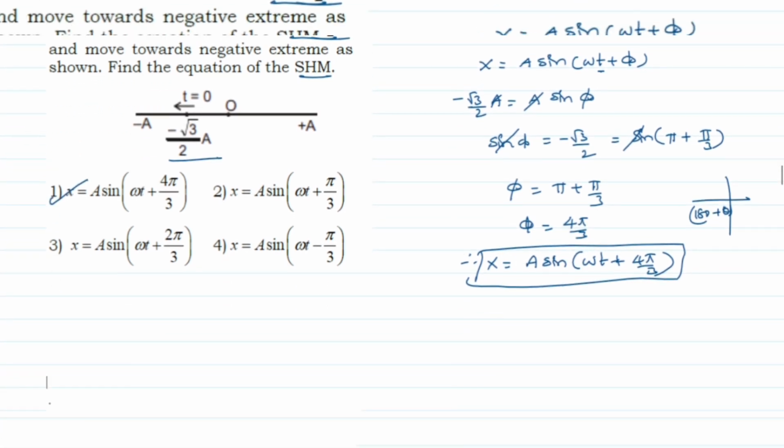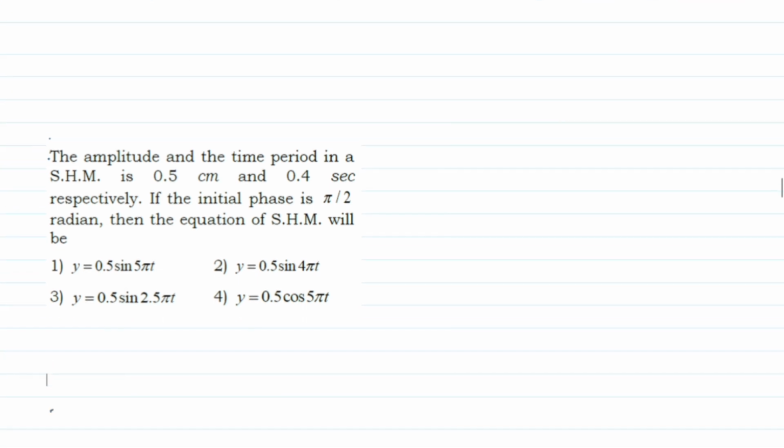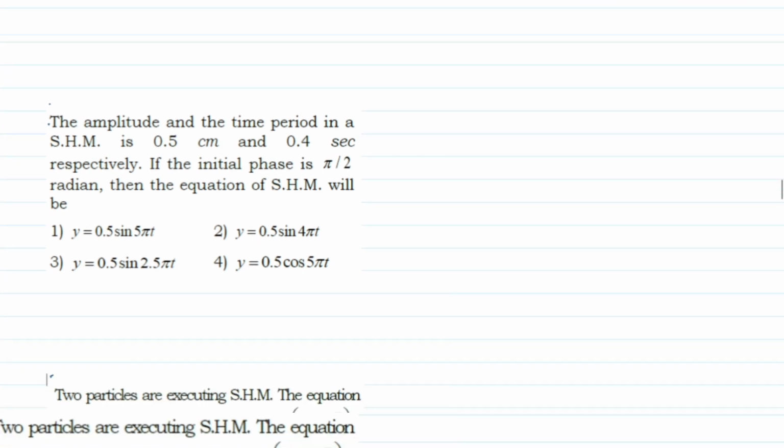Let us see the next question. The next question says the amplitude and time period in a SHM are 0.5 centimeter and 0.4 second. Amplitude is given as 0.5 centimeter and time period is given as 0.4 second, and if the initial phase is given as pi by 2 radian, then the equation of SHM will be.